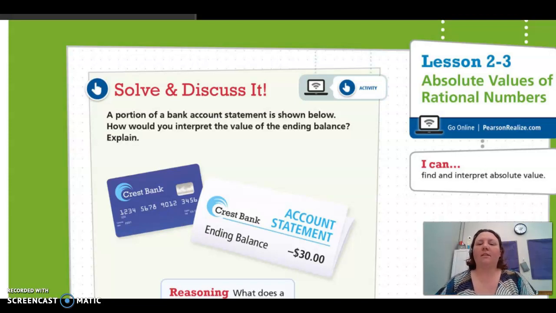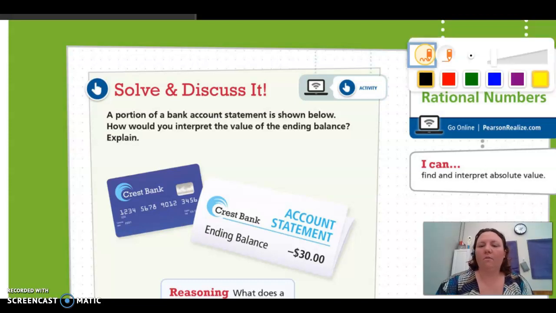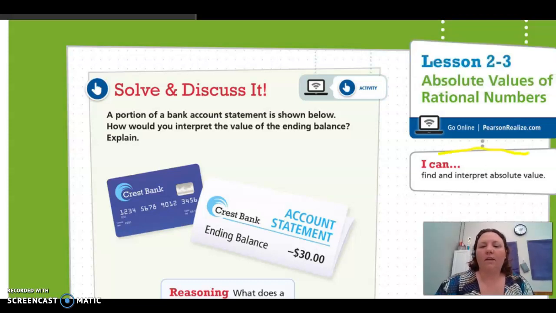Today's lesson is continuing our work from yesterday on reviewing how to compare rational numbers using absolute values. So we can see here that our learning goal for today is to be able to interpret absolute values and then to be able to use that to compare numbers on a number line.